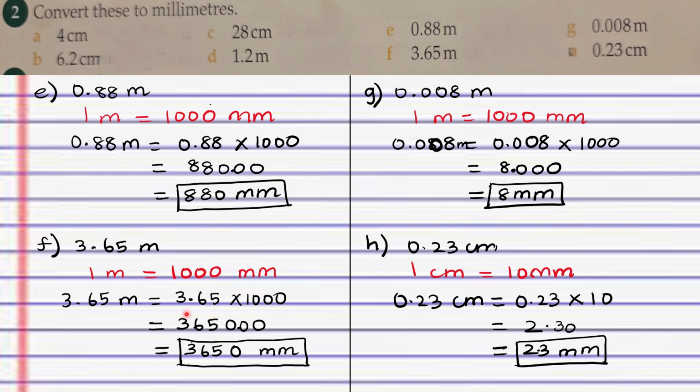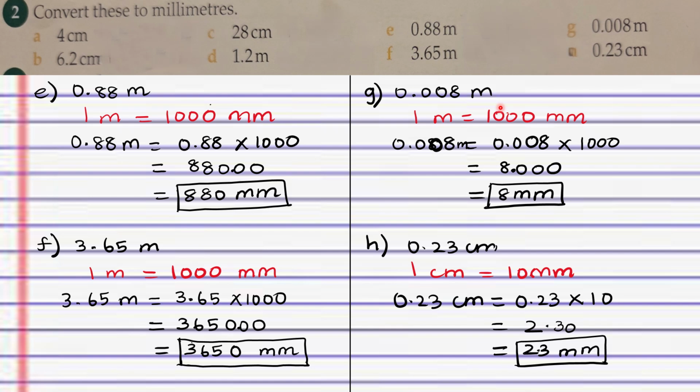So after the decimal point, we have two numbers, right? So from the last, just leave two numbers. So the final answer is 3650 millimeter. Do you see where I kept the decimal point? I just left the two places. Here I kept the decimal point. So the final answer is 3650 millimeter.